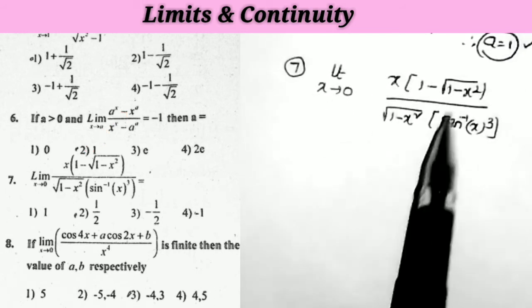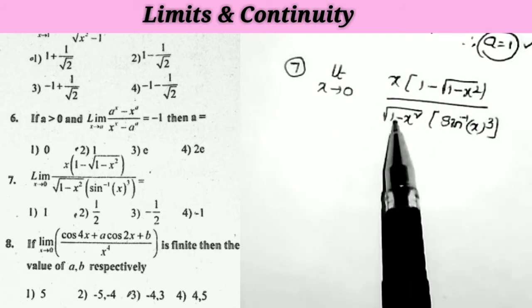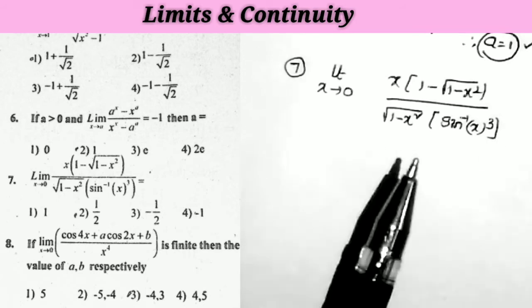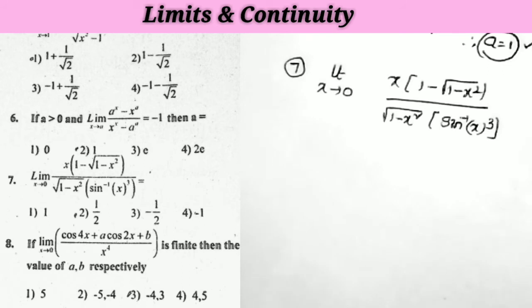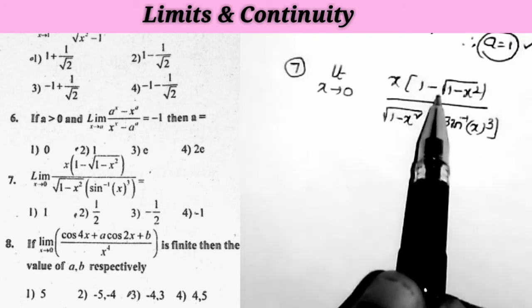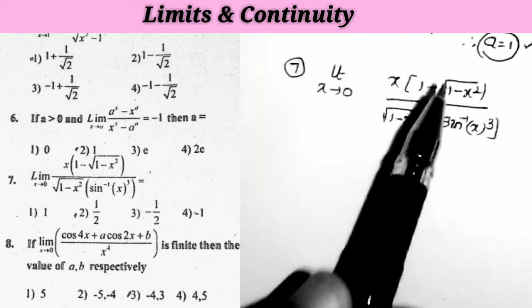Next question, sum number 7: limit x tends to 0 of x(1 − √(1 − x²)) / (√(1 − x²) (sin⁻¹x)³). It seems to be very difficult at first, so first we simplify this question. See here, in the numerator we have 1 minus the square root of 1 minus x², so we take the rationalization of this.